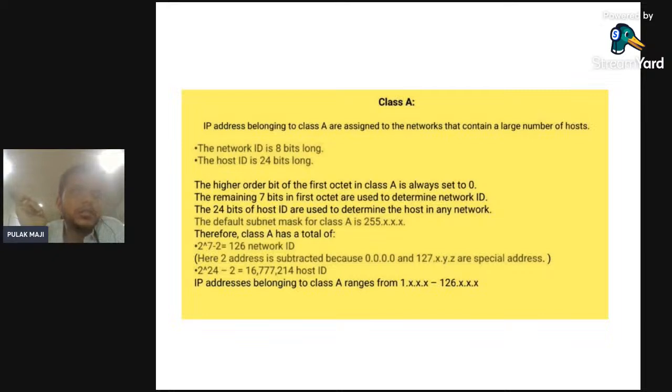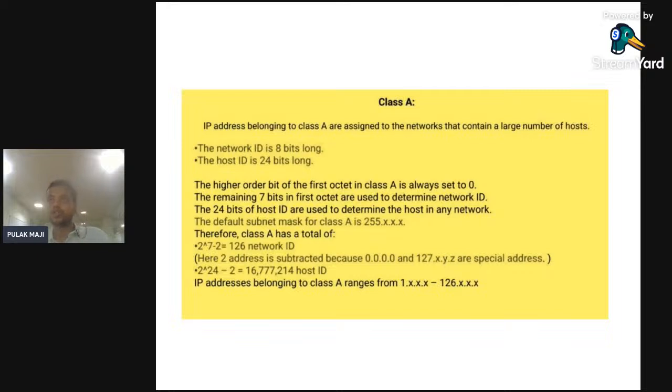Then class C, option 3. In class C, what is the starting address? Starting address is 192, and what is the ending address? Ending address is 223. Yes, 223, and it is also asking for the last address. In class C, the last address is 223. So that's why option C, class C, will be my correct answer. So option 3 is my answer.